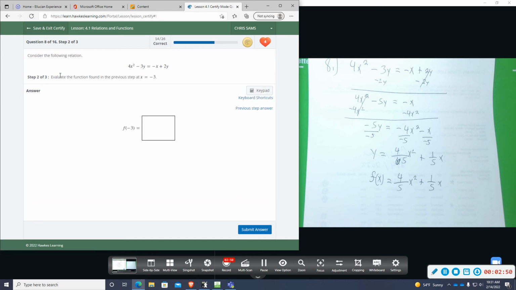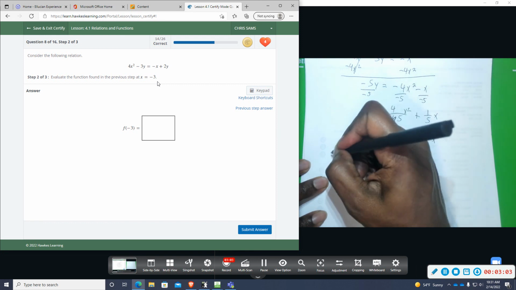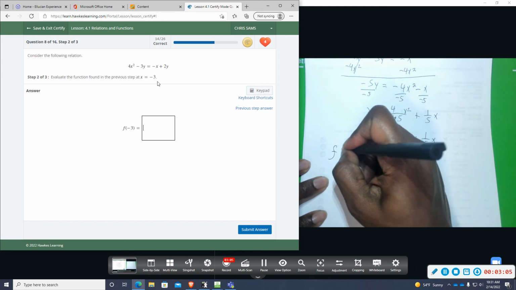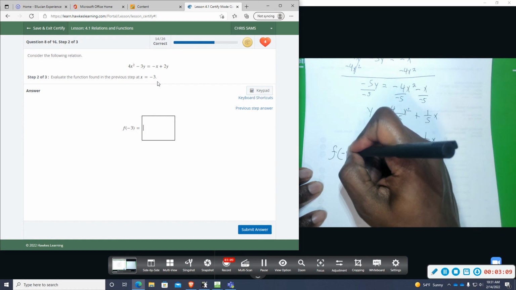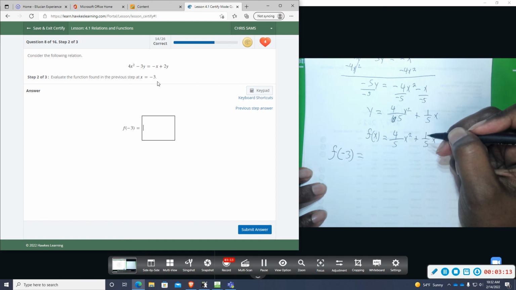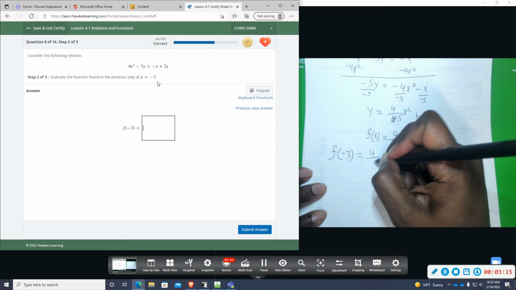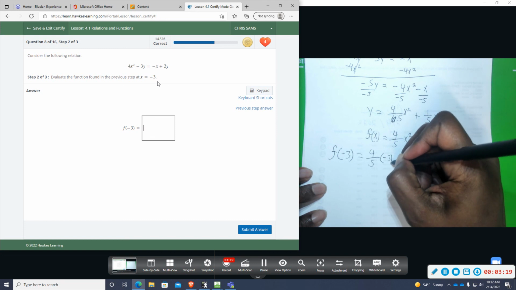Okay, now part 2, we want to evaluate the function found in the previous step at negative 3. Okay, so all you want to know is that whenever you want to evaluate, you're just going to be replacing x with whatever number. So here, everywhere we have an x, plug in a negative 3.